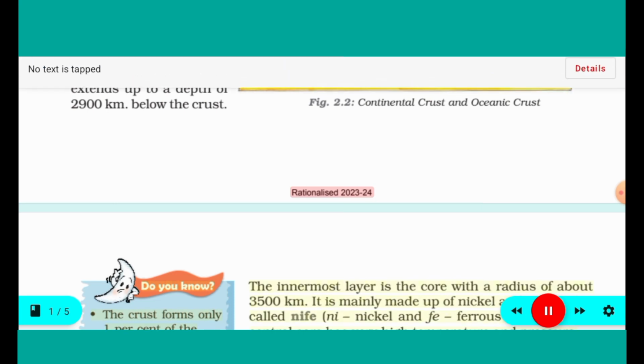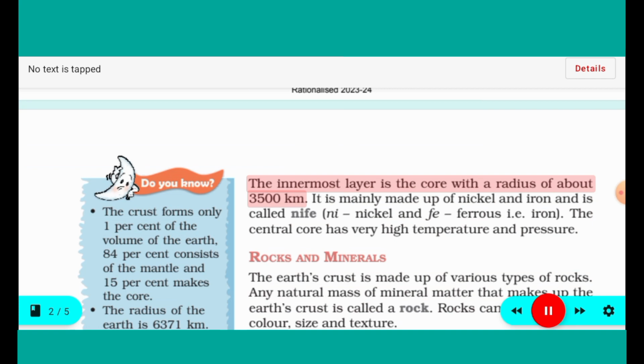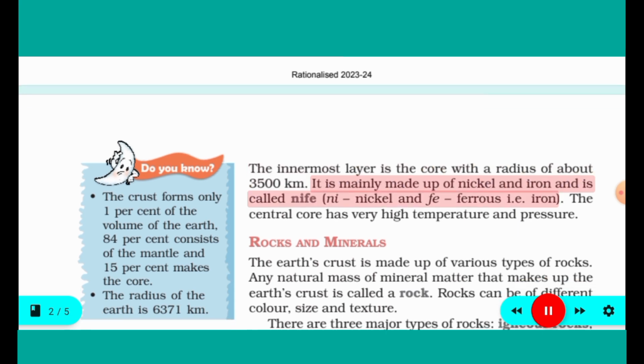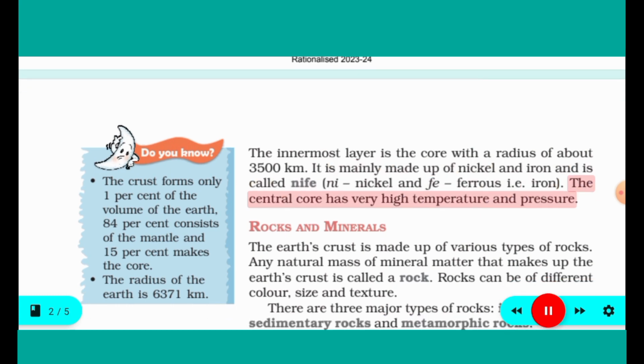The innermost layer is the core with a radius of about 3,500 kilometers. It is mainly made up of nickel and iron and is called nife, Ni for nickel and Fe for ferrous, i.e. iron. The central core has very high temperature and pressure.